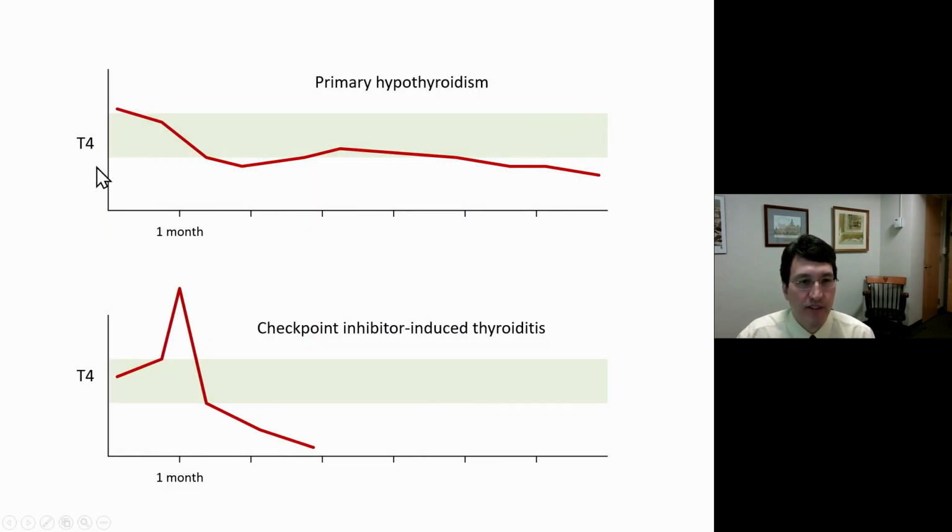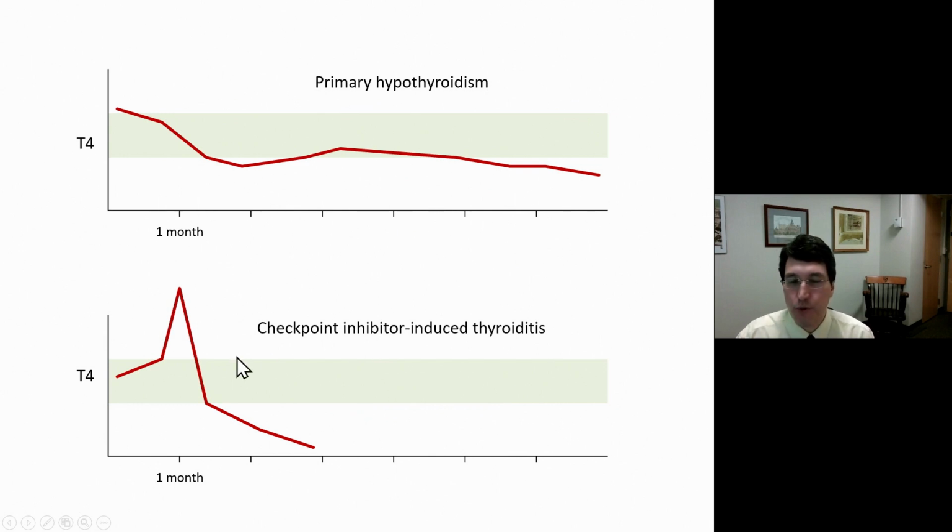This is what we might see with changes in T4 levels with normal onset primary hypothyroidism. You can start at even a supraphysiologic level and then drop to slightly lower than normal levels, waver in and out of the normal range before becoming overtly low. But you can see that this takes months to progress.